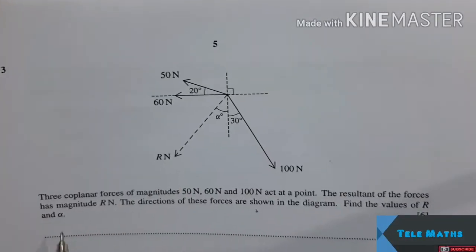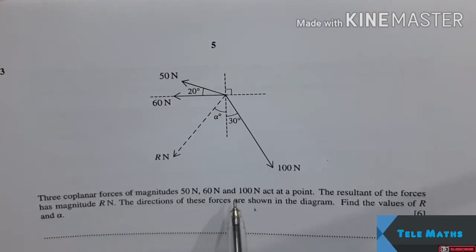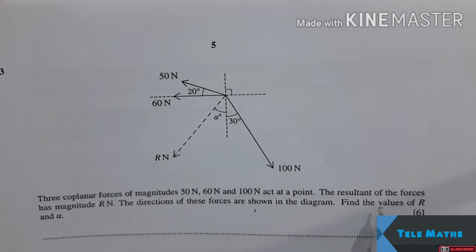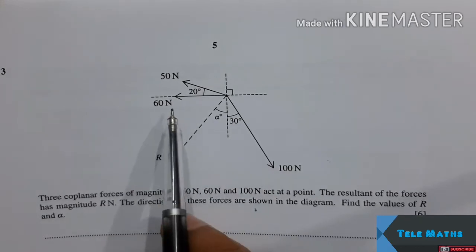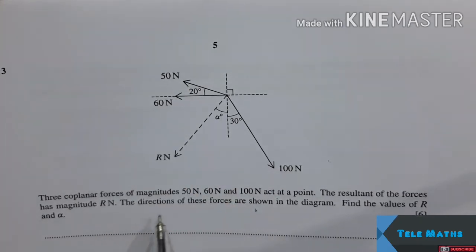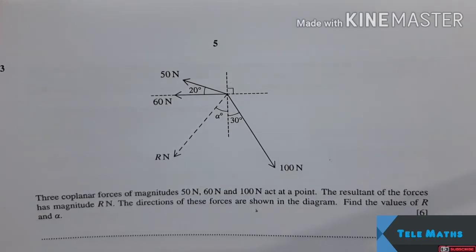Question number 3. Three coplanar forces of magnitude 50 Newton, 60 Newton and 100 Newton act at a point. The resultant of the forces has magnitude R Newton. We can see the R. This is 100 Newton, this is 60 Newton, this is 50 Newton. The directions of these forces are shown in the diagram. Find the value of R and alpha.